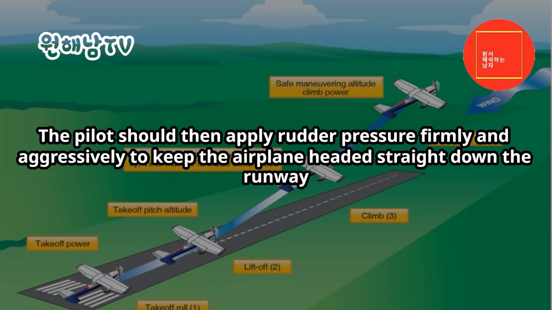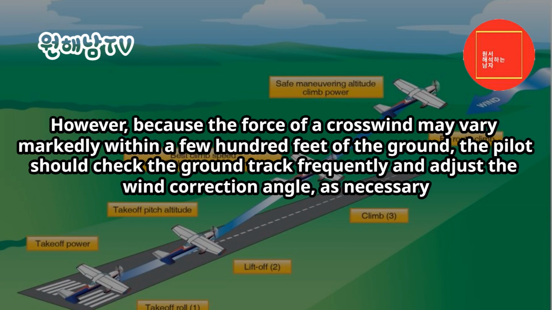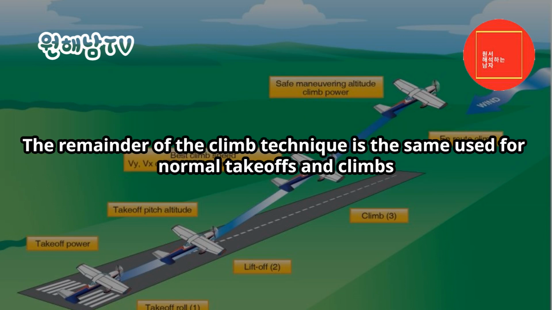The pilot should then apply rudder pressure firmly and aggressively to keep the airplane headed straight down the runway. However, because the force of a crosswind may vary markedly within a few hundred feet of the ground, the pilot should check the ground track frequently and adjust the wind correction angle, as necessary. The remainder of the climb technique is the same as that used for normal takeoffs and climbs.